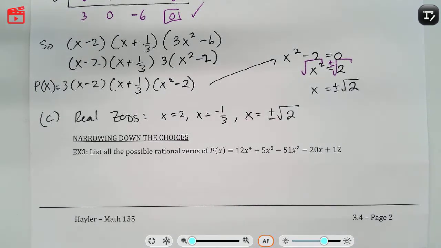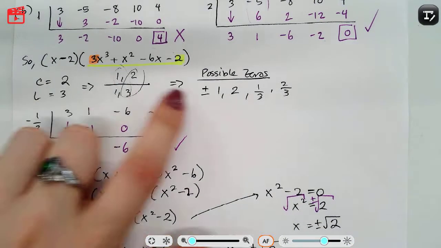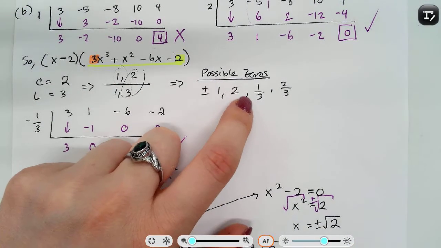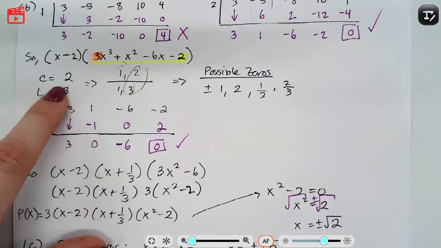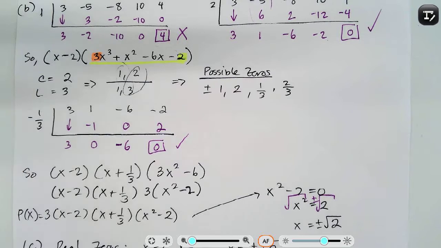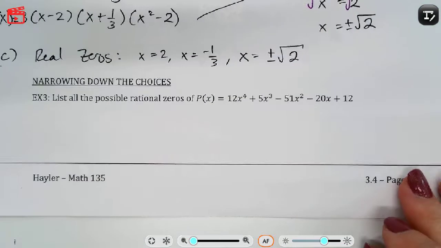So the next part, narrowing down the choices. That's what we want to do, see if we can narrow down the choices, and I'll show you why. Notice before, when we were just looking at the factors of 2 and 3, we still ended up with 8 possible zeros. That's a lot of numbers to do synthetic long division on. And that just came from numbers like 2 and 3. What if our numbers end up way bigger? So let's take a look at what that looks like.